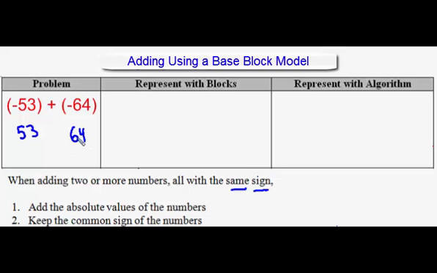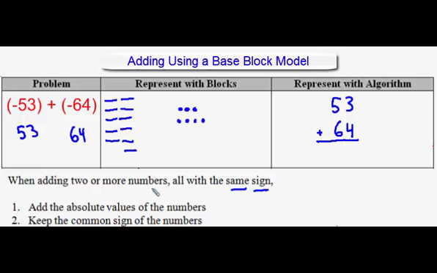So I'm going to add 53 and 64, but I'm going to start representing my number with blocks. I notice that the number 53 has a 5 in the tens place. That would give me 5 rods. 1, 2, 3, 4, 5. I have 3 in the ones place, which gives me 3 units. 1, 2, 3. Then I'm going to add 64, which has a 6 in the tens place, which would give me 6 rods. 1, 2, 3, 4, 5, 6. A 4 in the ones place would add on 4 more units.